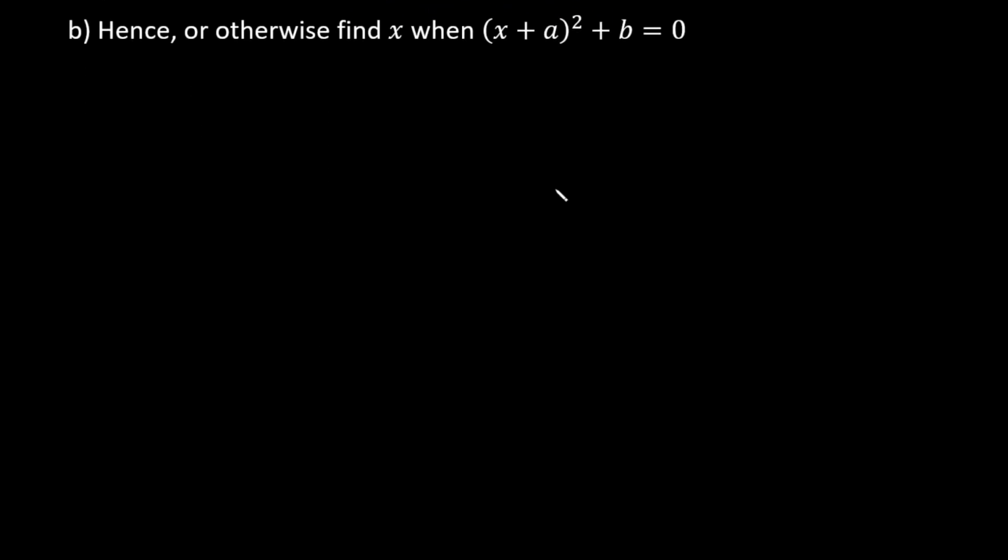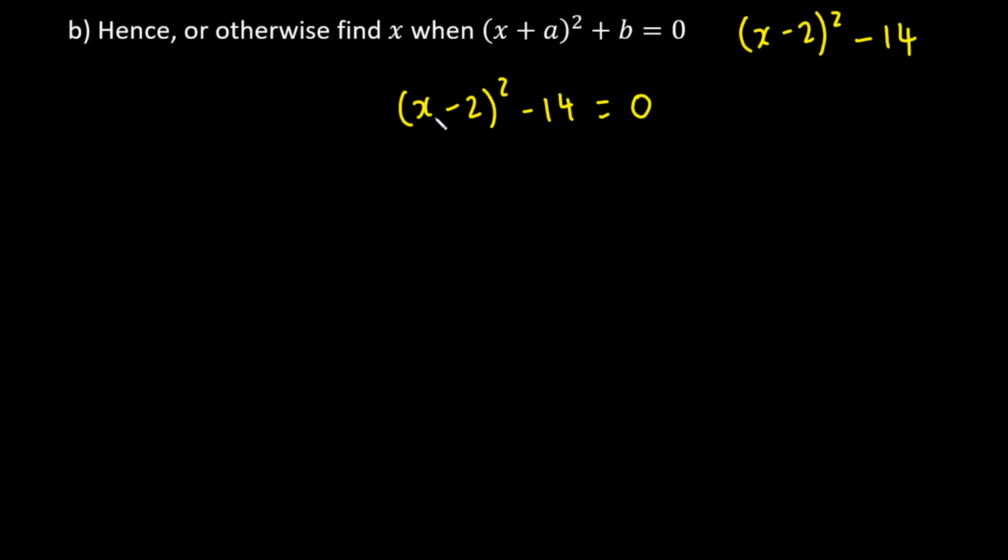So here we're being asked, hence or otherwise, find x when x plus a squared plus b is equal to 0. Now, if you remember what our quadratic expression was after we completed the square, it was x minus 2 squared minus 14. So let's go ahead and take this expression and equal it to 0 as they have suggested in this question here. Minus 14 equals 0.